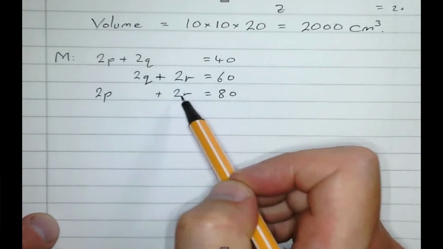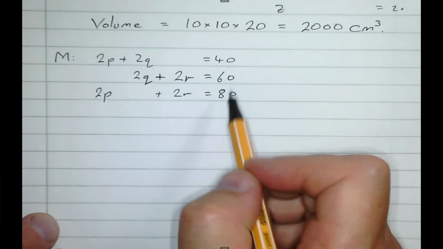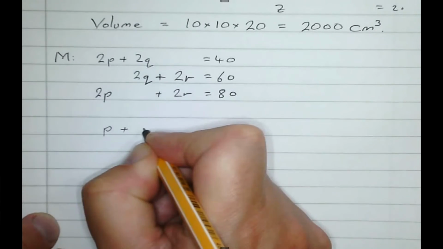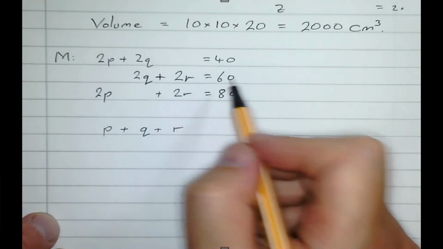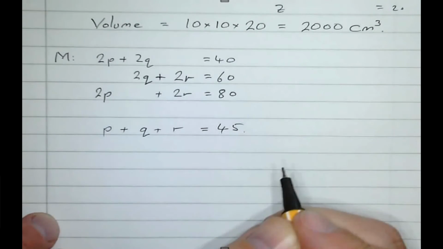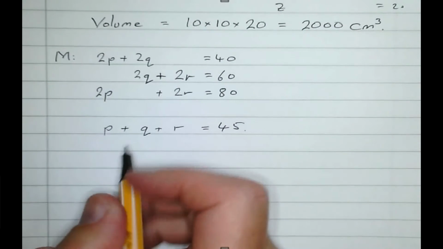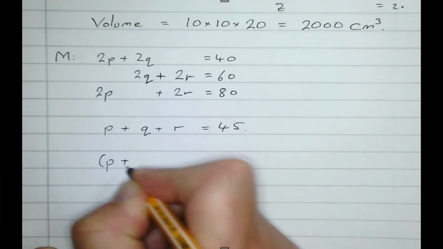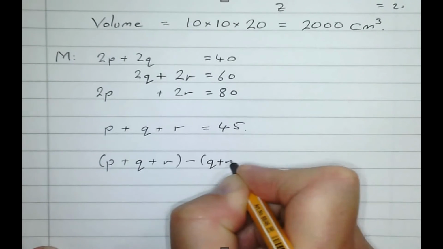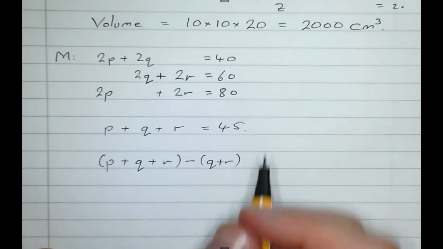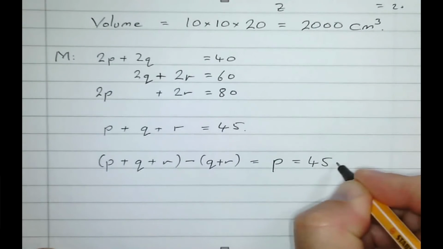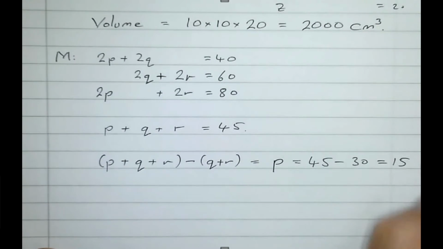We're going to total these again, and we might as well divide by 4 this time to give us p plus q plus r. 180 divided by 4 is 45. Right, so let's do exactly the same thing again. P plus q plus r minus q plus r, which we have conveniently here, will give us p, and that's 45 minus 30, which is 15.